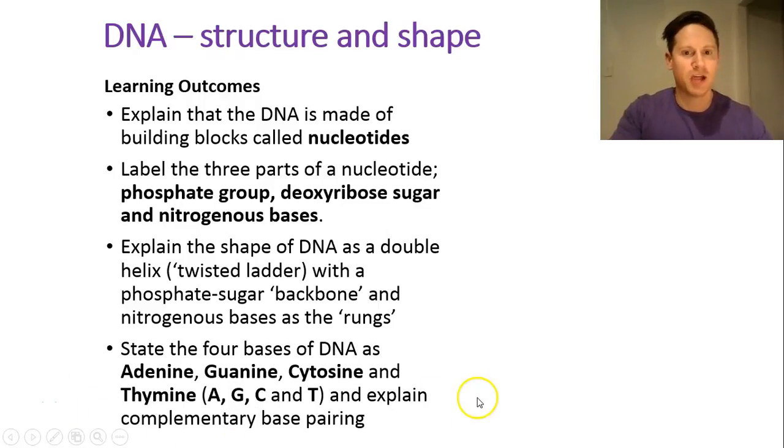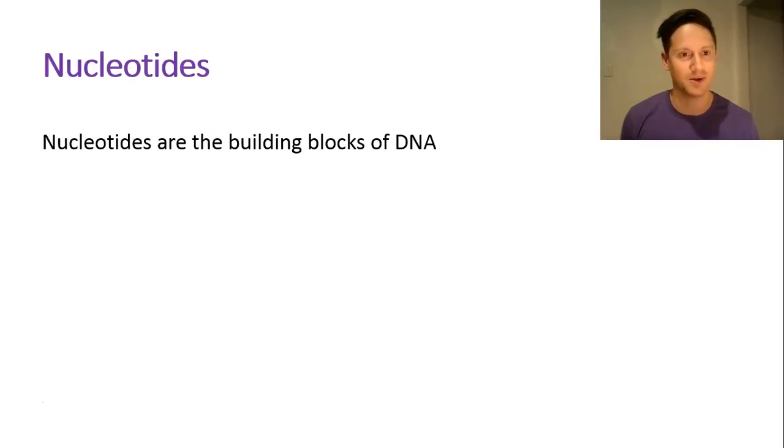We're going to explain the shape of DNA as a double helix, which is a twisted ladder, which we explored last time, but we'll just have a look at a few more representations of that. But we're going to break it down even more. So we're going to look at the fact that there's a sugar phosphate backbone and nitrogenous bases as the rungs of the twisted ladder. We're going to look at the four bases of DNA, which are called adenine, guanine, cytosine, and thymine, and the letters that they represent, and we're going to look at complementary base pairing as well. So there's a fair bit to get into.